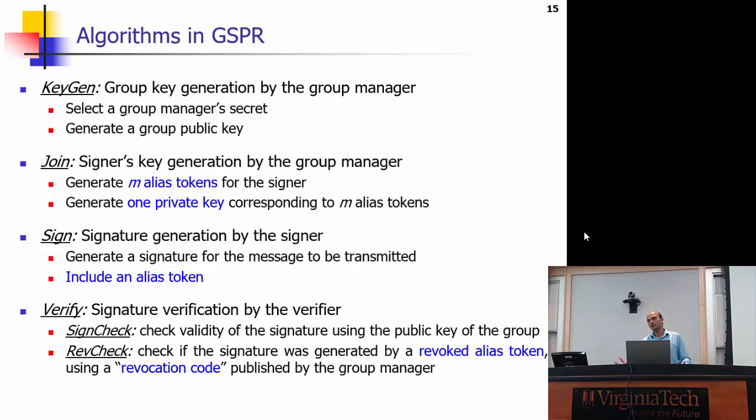Now the signature. The basic idea is that it has to include its alias token, which is just a form of identity, in the signature. And the verifier has to do two operations. One is to check the validity of the signature, whether the signature is valid or not, and the second is to check whether the signer is revoked or not revoked.